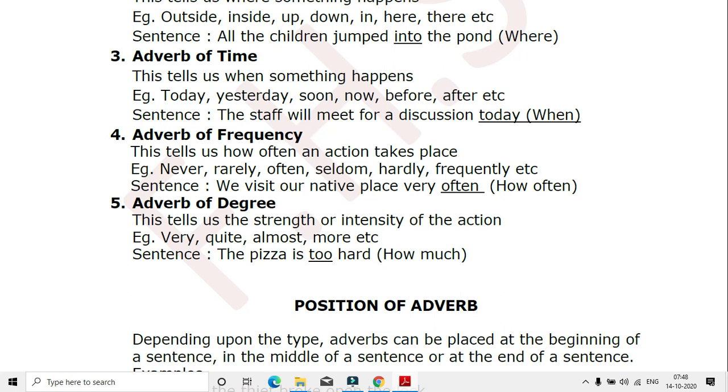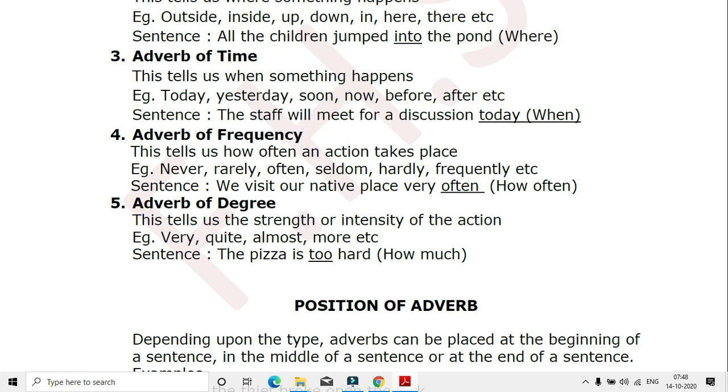So you boxed him very hard. Yes, you kicked somebody. You kicked him very forcefully. All these are the words that tell you to what degree or what extent or intensity the action took place. This tells us the strength or intensity of the action. Example: very, quite, almost, more, etc.